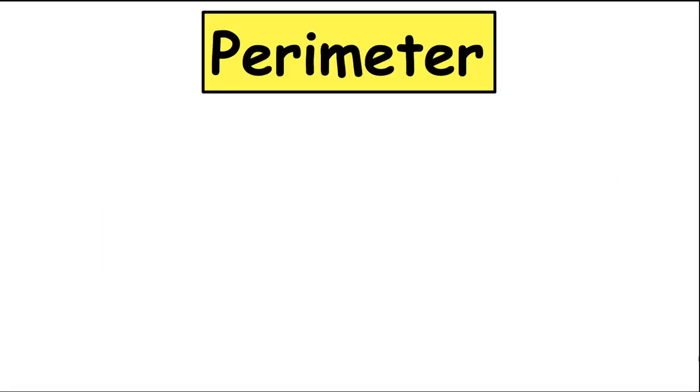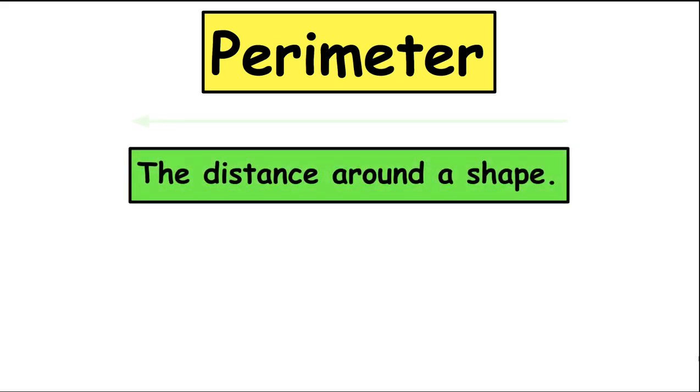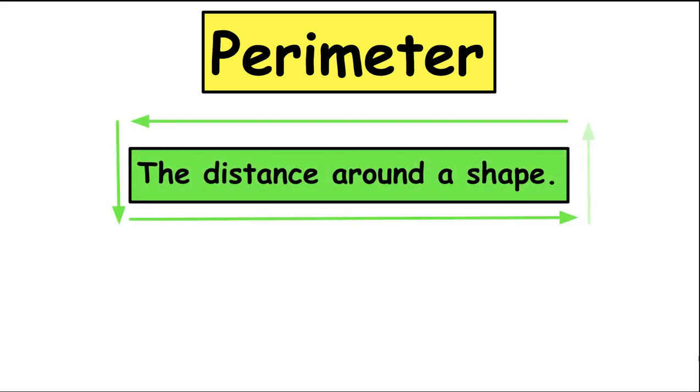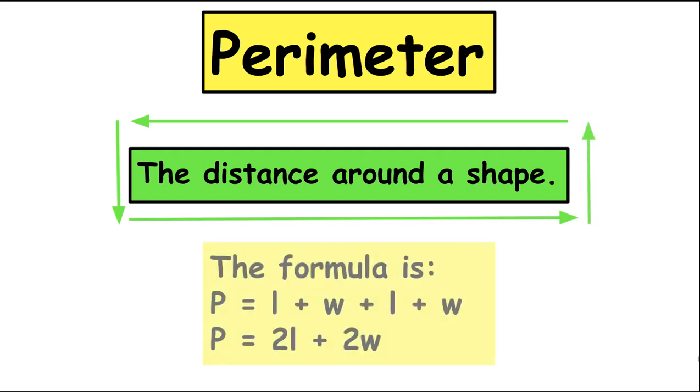So the most important thing you need to remember about perimeter is that when we're talking about perimeter, we're talking about the distance around a shape. The formula for perimeter is perimeter equals length plus width plus length plus width, or perimeter equals 2L plus 2W.